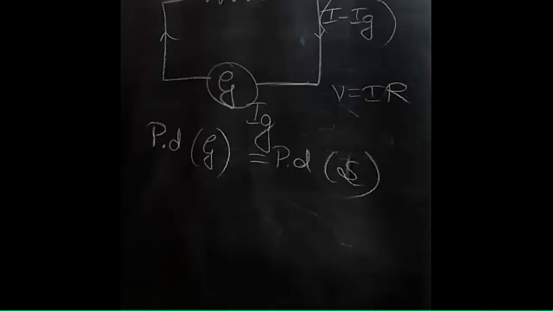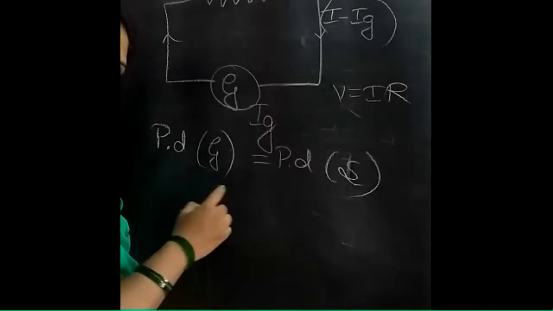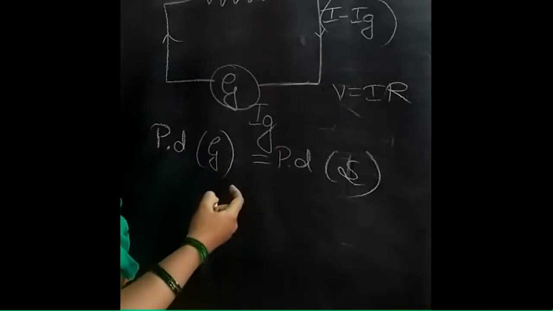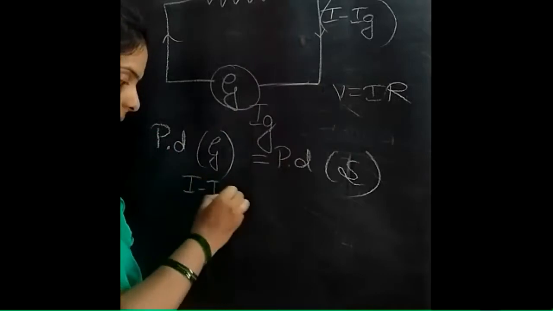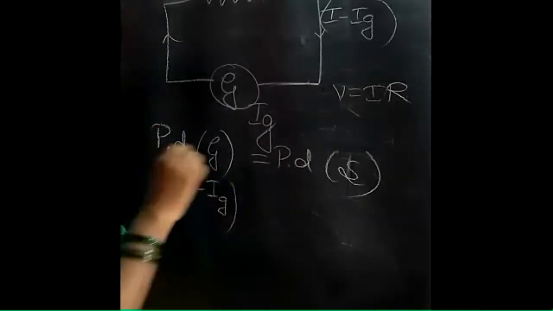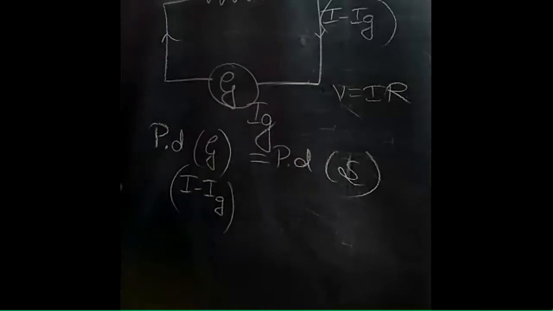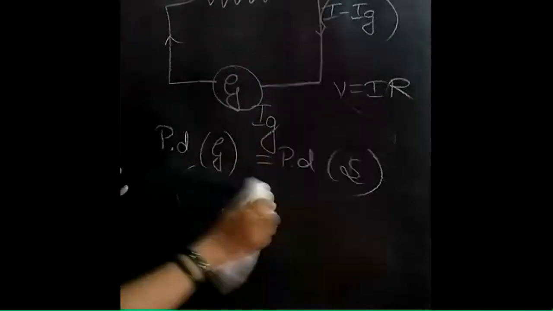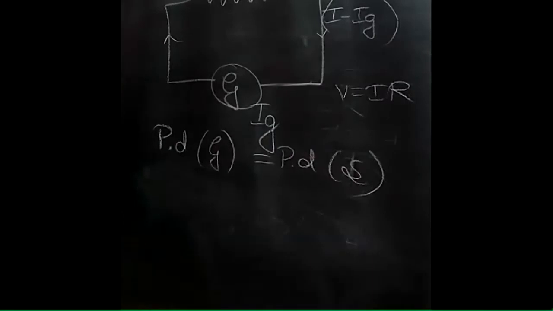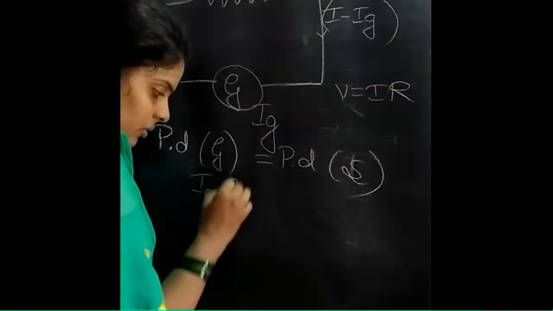IR. According to Ohm's law, we know that potential difference V is equal to I into R. Here it is the potential difference across the galvanometer. Which I into R will come here? What is the I value through the galvanometer? It is Ig. Resistance is G here. So for the galvanometer, I'll write it as Ig into G.